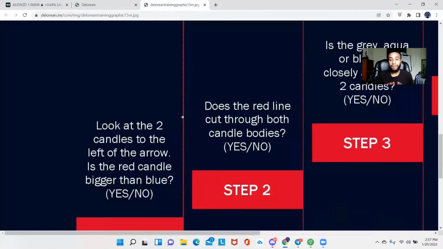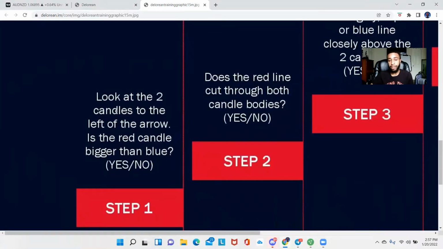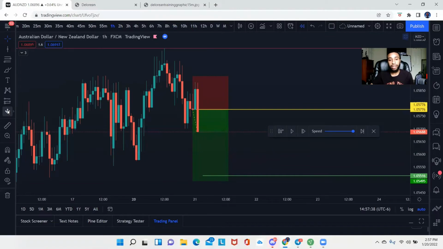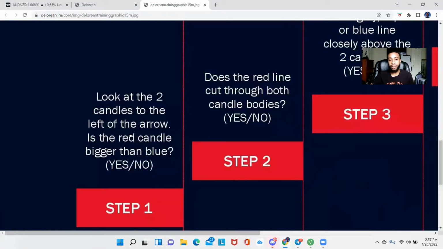Now, if we look at the first question, okay, first question is going to say, look at the two candles to the left of the arrow. Is the red candle bigger than the blue? So we're going to imagine, right, that there is a red arrow right here. And what we're going to do is we're going to look to the left of this arrow at the two candles to the left, right? So look at the two candles to the left of the arrow. Is the red candle bigger than the blue?